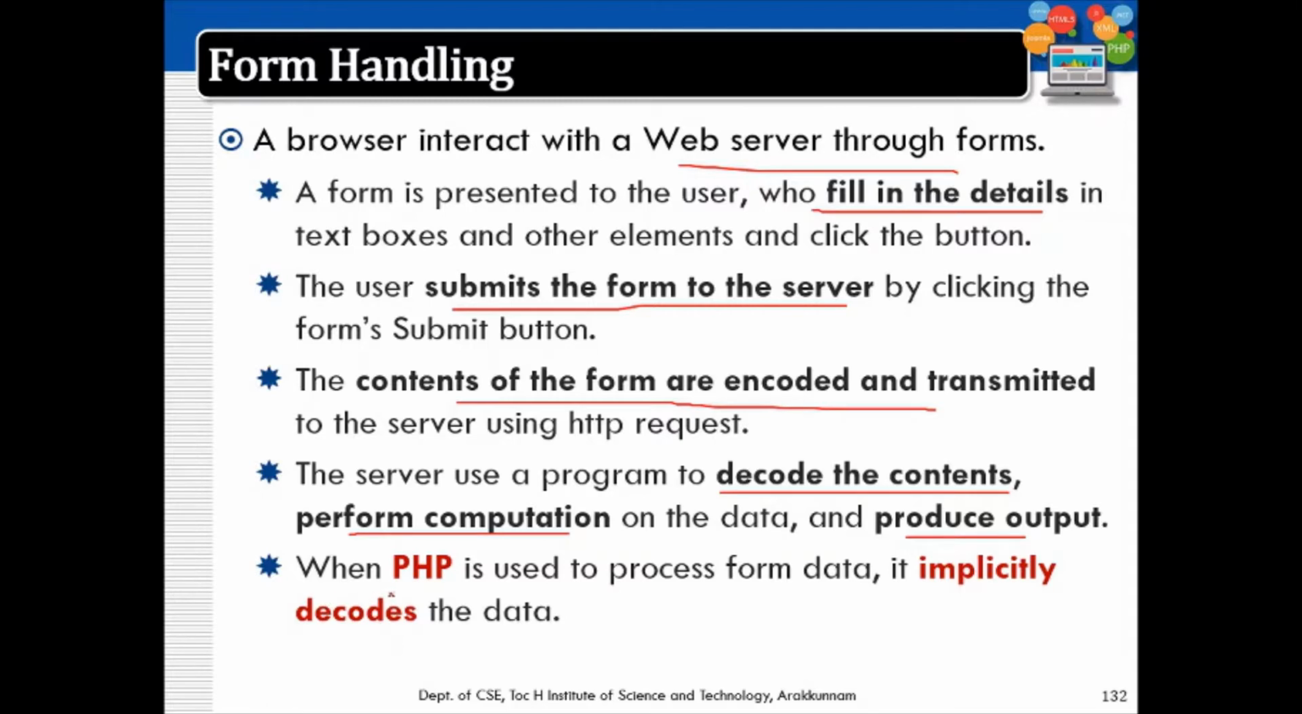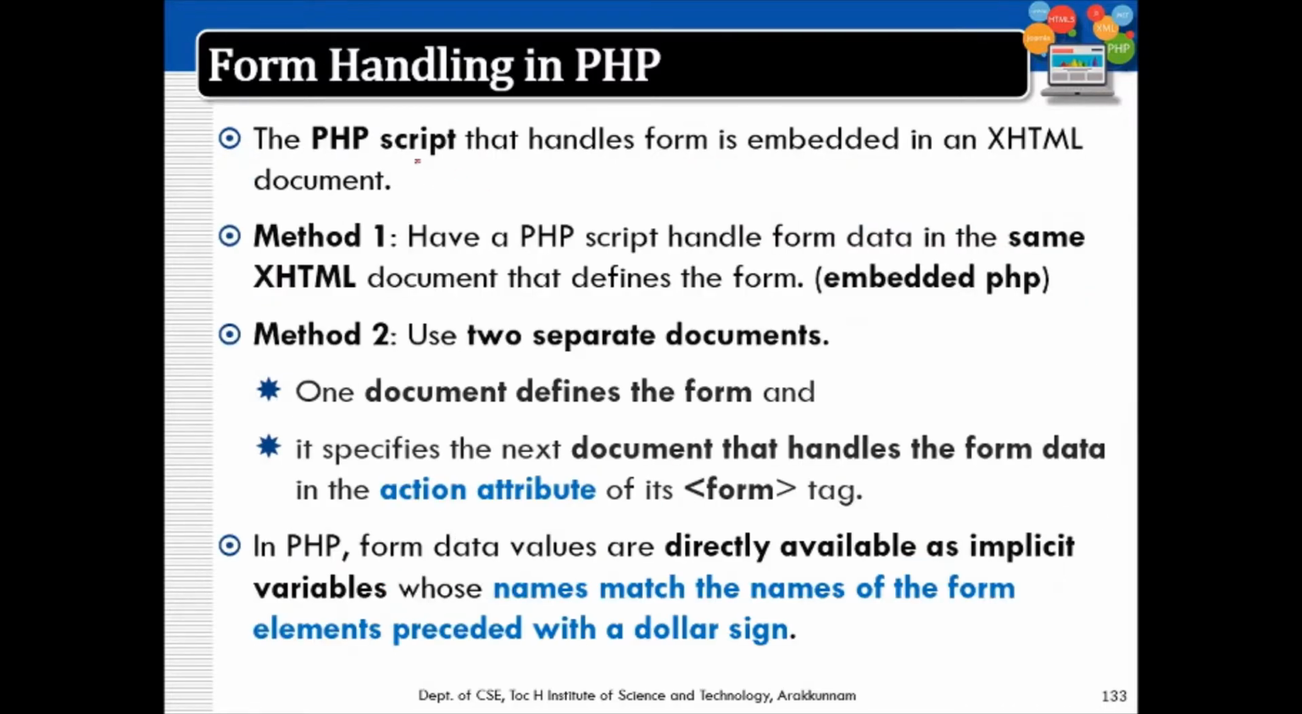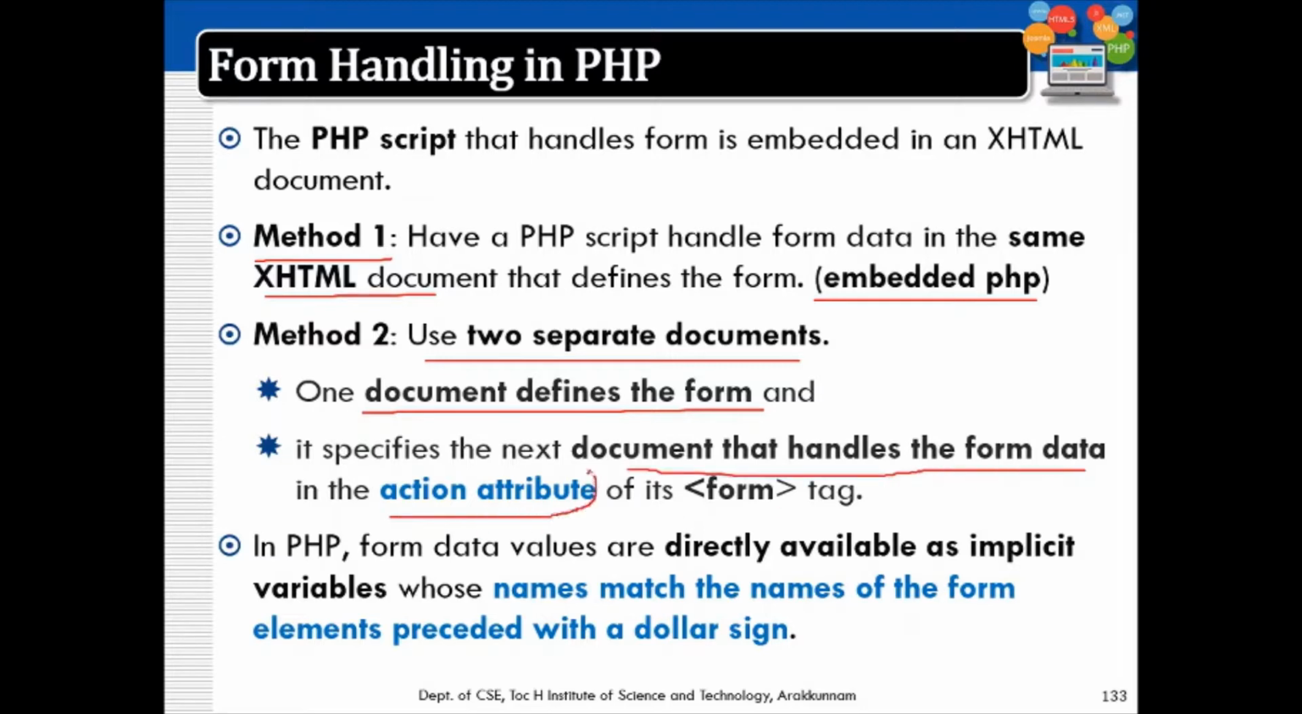And PHP can be used to process the form data. It implicitly decodes the data. We will see the details. The first method to handle form data with a PHP script is by using the same XHTML document, that is embedded PHP, or we can use two separate documents: one input document which defines the form, and a separate handler document, that is a .php file, which is specified as the action attribute.